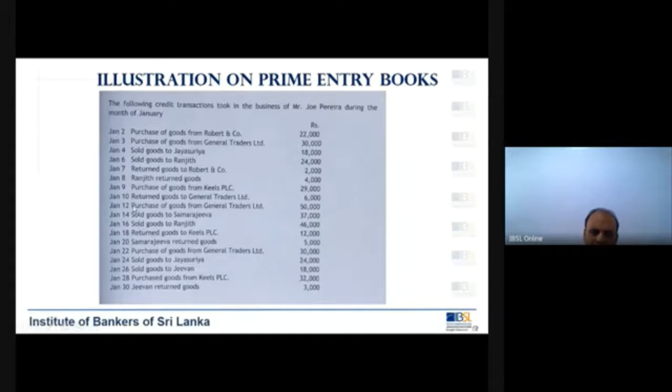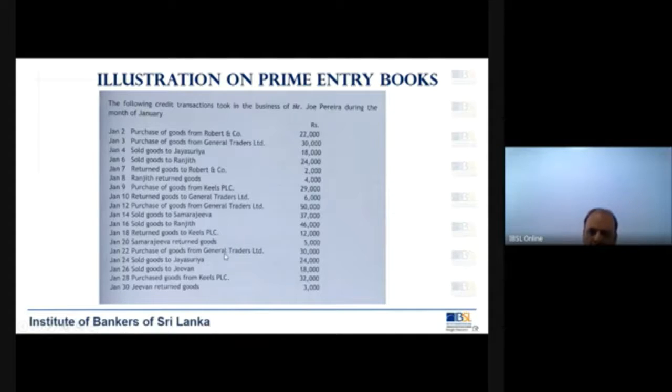Then January 12th or 10th, 12th, purchase of goods from general traders. So you are returning goods as well as you are purchasing new goods for 50,000. Sold goods to Samarajiva, sales day book. Sold goods to Ranjit, sales day book. Returned goods to Keels PLC. You purchased, now you are returning. So that is purchases return. Samarajiva returned goods, that is sales return.